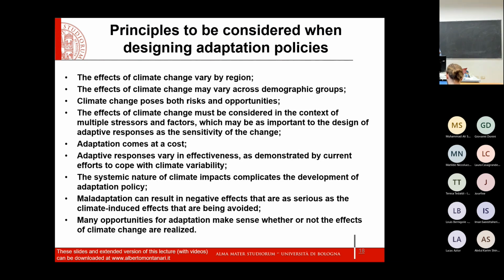And let's take into account that many opportunities for adaptation make sense whether climate change will happen or not, because we start from the assessment of current vulnerabilities. And therefore, no regret solutions means that whatever happens in the future, we have to avoid maladaptation, and provided that we avoid maladaptation, we are reasonably sure that the solutions will anyway be appropriate.